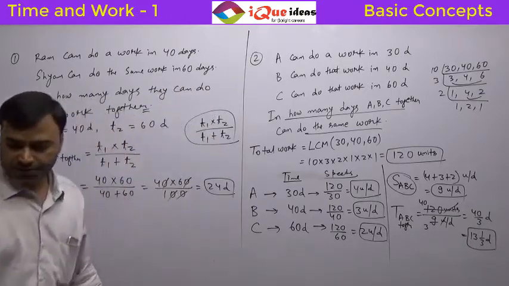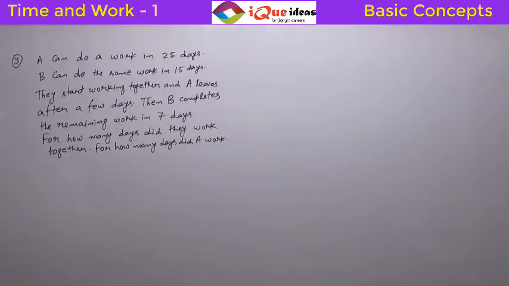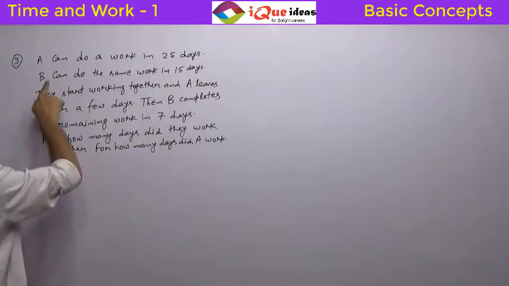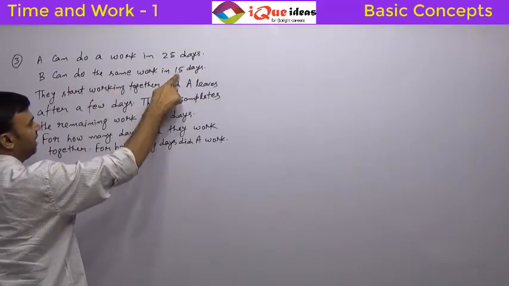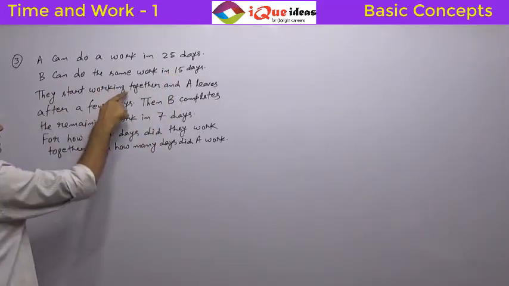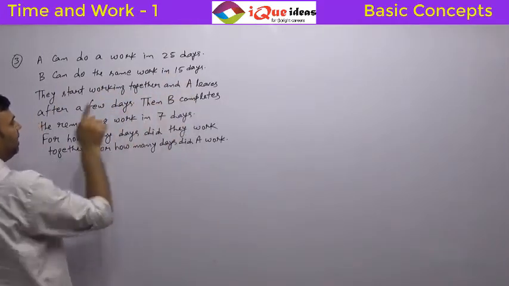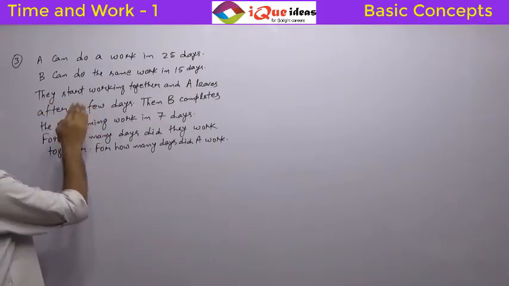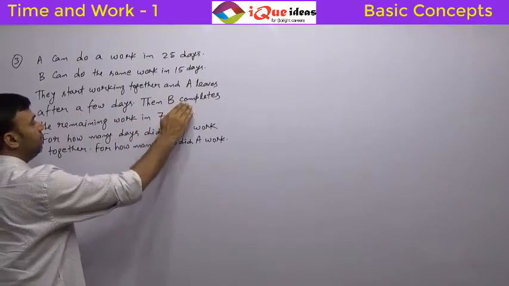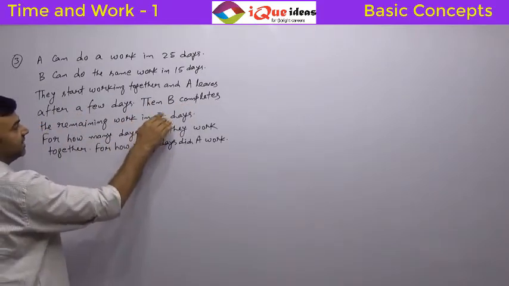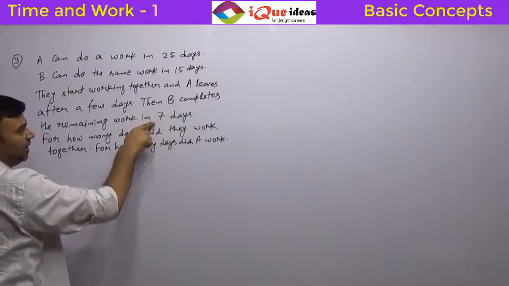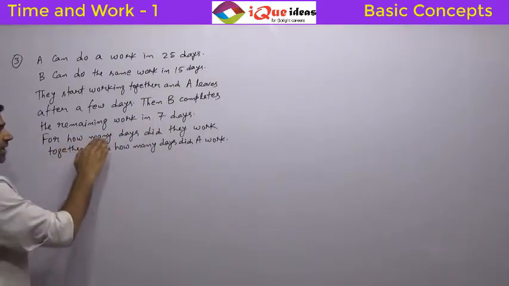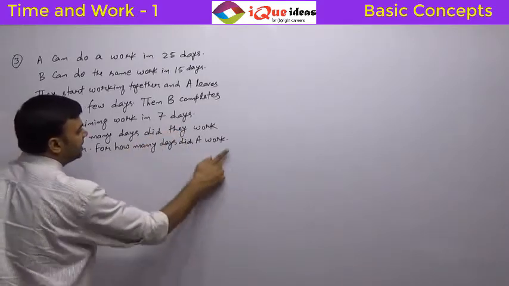Let's take some more questions. Now let's take this third question. It says A can do a work in 25 days. B can do the same work in 15 days. They start working together and A leaves after a few days. Then B completes the remaining work in 7 days. Remember, A has left, so B is alone, completing the remaining work in 7 days. So the work is finished. For how many days did they work together? For how many days did A work?